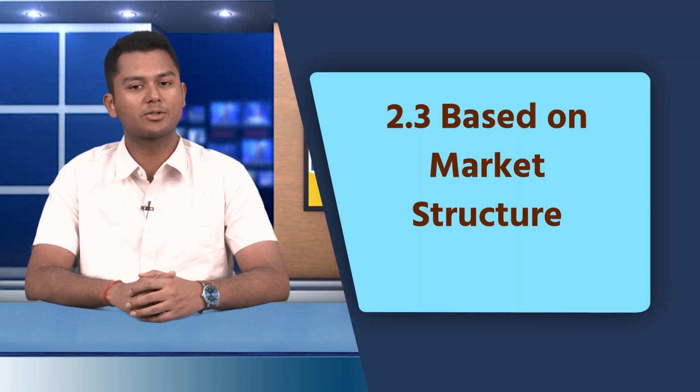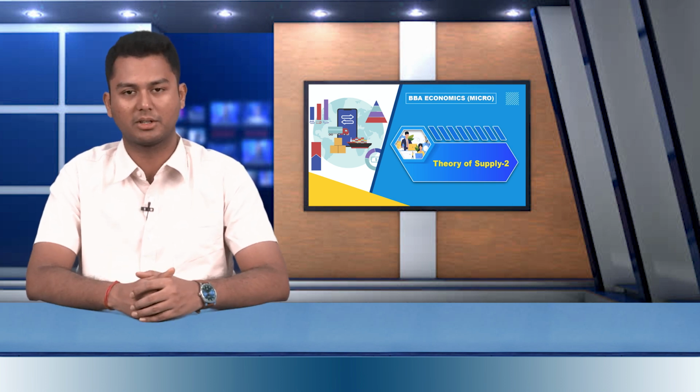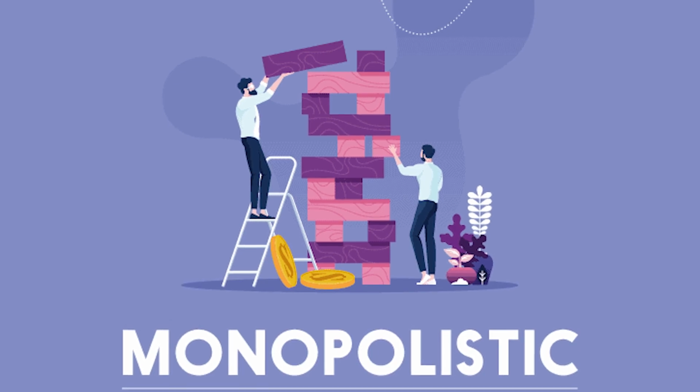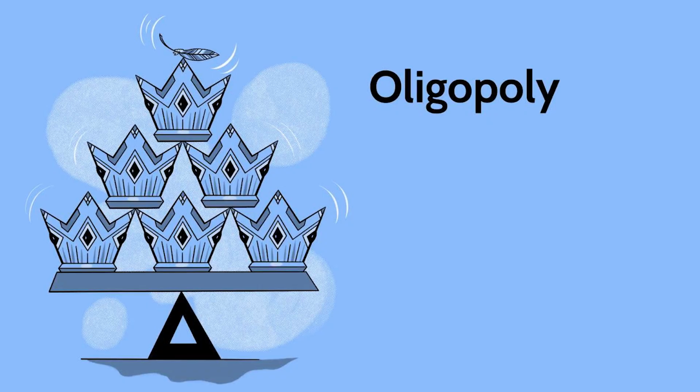Then the third is based on market structure. Perfectly competitive supply occurs when many small producers sell identical products. Individual producers are price takers who adjust quantity supplied in response to market prices that they cannot control. Monopolistic supply, on the other hand, involves a single producer who has some control over price. A monopolistic supplier considers how their output decisions affect market prices when making supply choices.